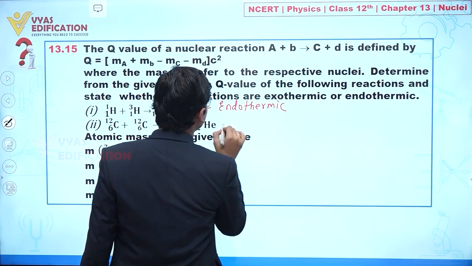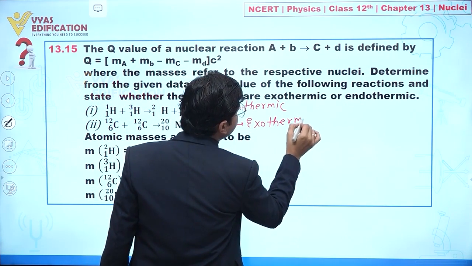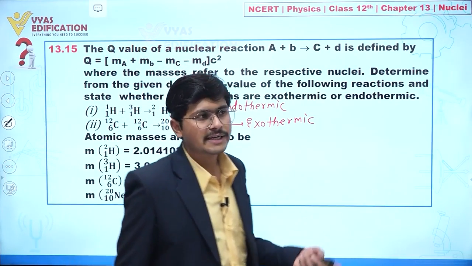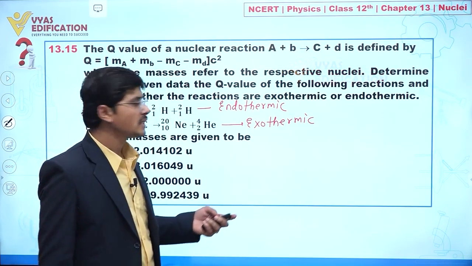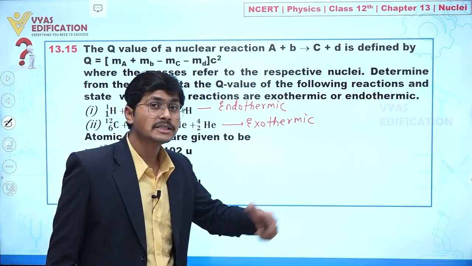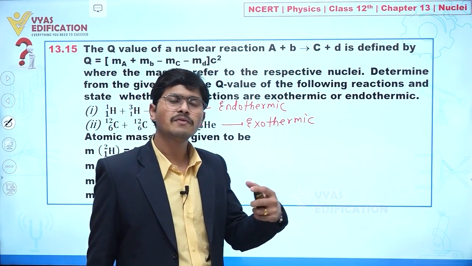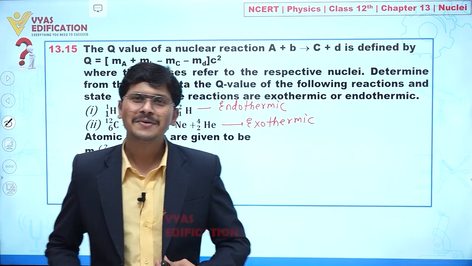Clear? And this one is what? That is exothermic, because we are getting Q value positive, which means definitely the energy of the reactants will be more compared to the energy of the products. Clear? That's why we can say in the second reaction energy is released, but in the first reaction we have to provide some energy if we want to conduct this reaction. Clear to everyone? So this is all about this question.